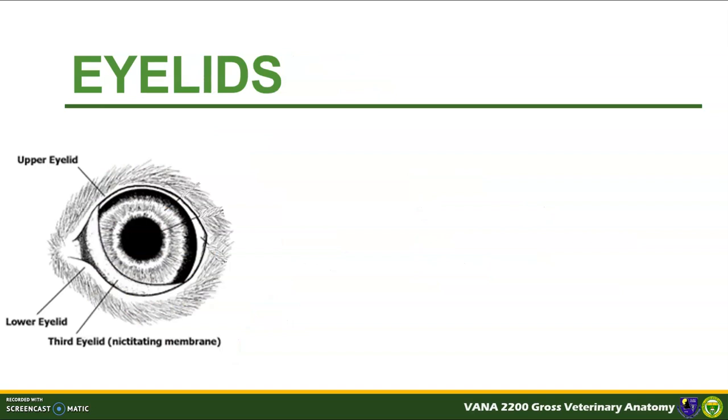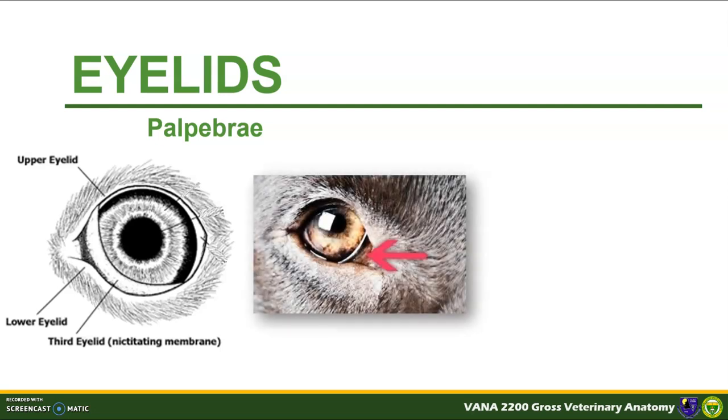The eyelids are a thin layer of skin that covers the eyes. The eyelids are also termed palpebra. Normally, there are two eyelids, the upper and the lower eyelids. However, in dogs, there is a third eyelid, which is called the nictitating membrane, which is usually hidden with only a small portion normally visible. In this picture, take a look at the third eyelid.